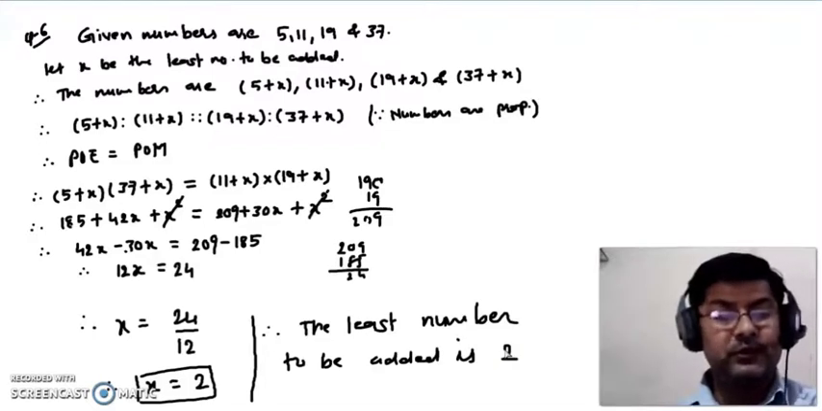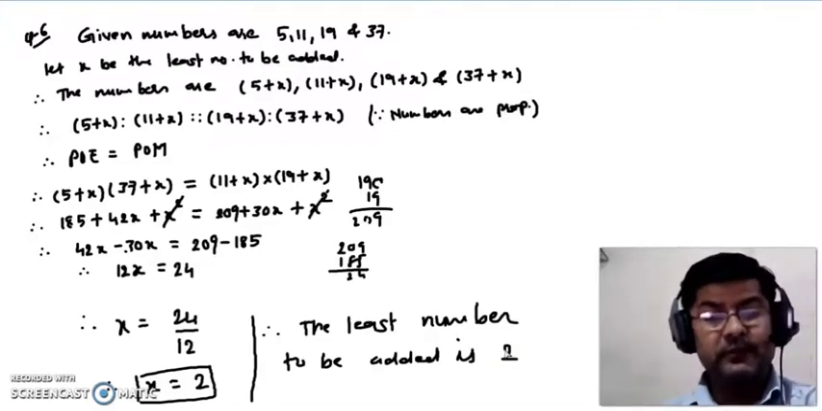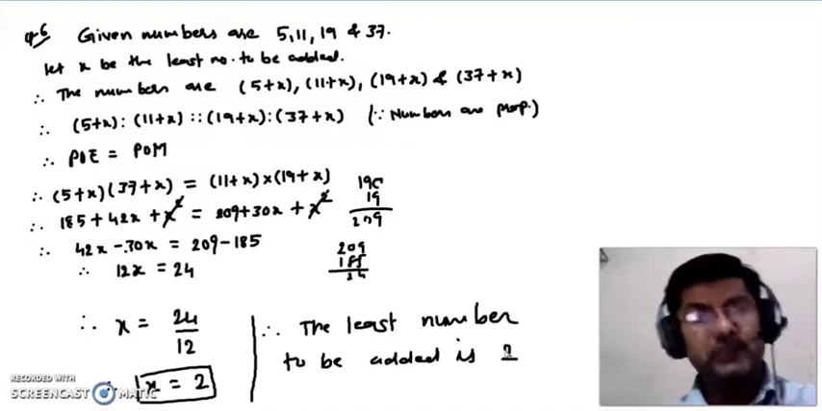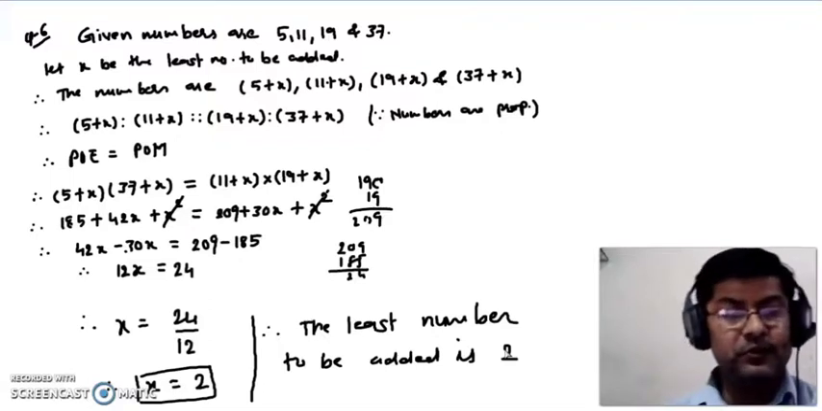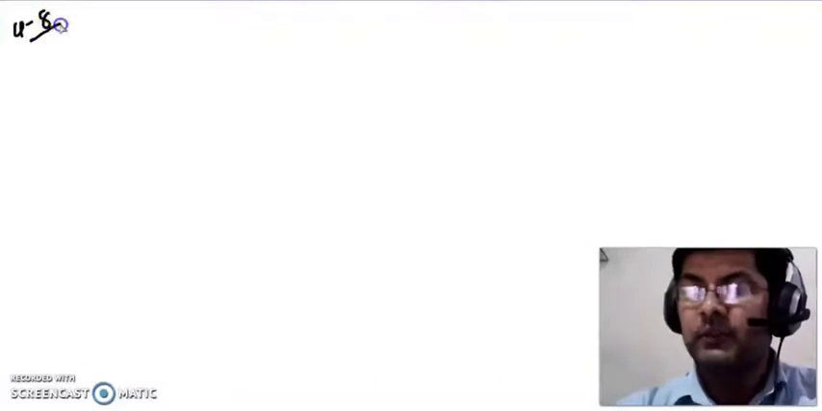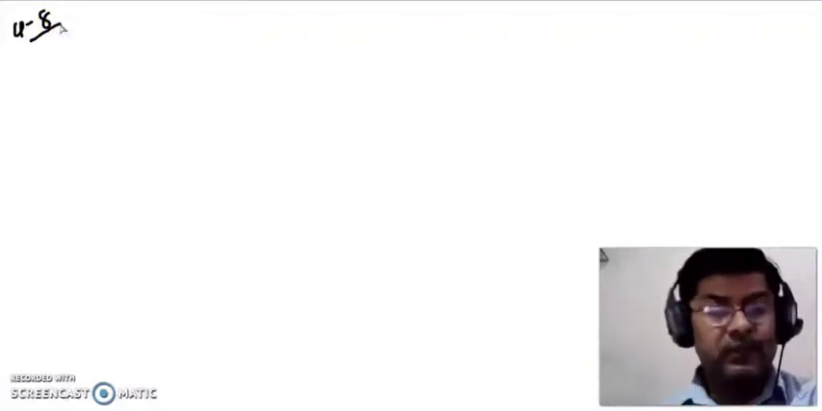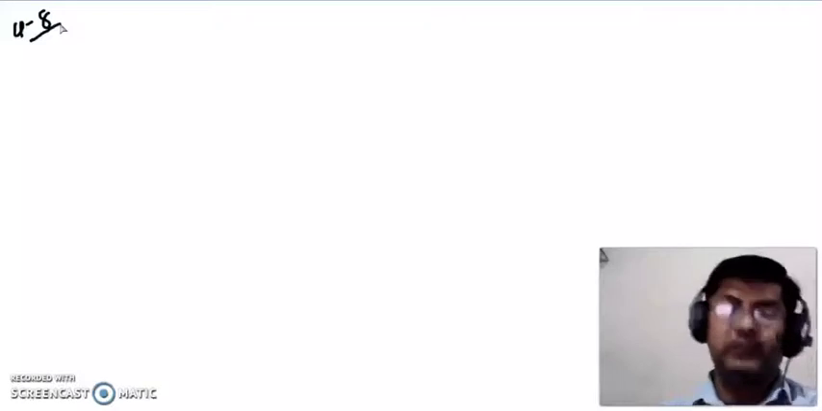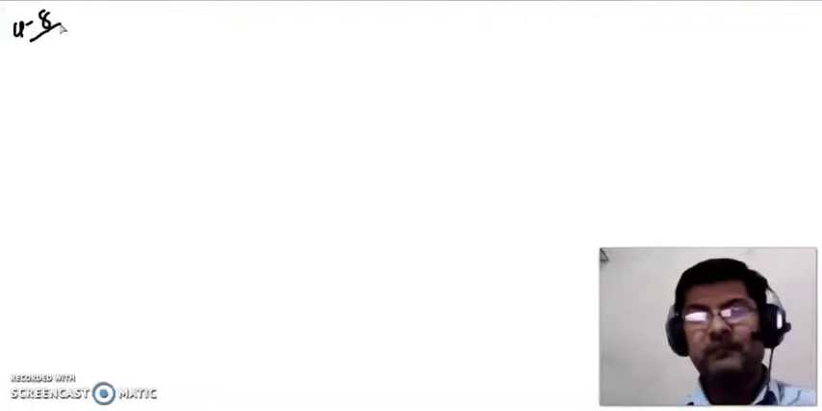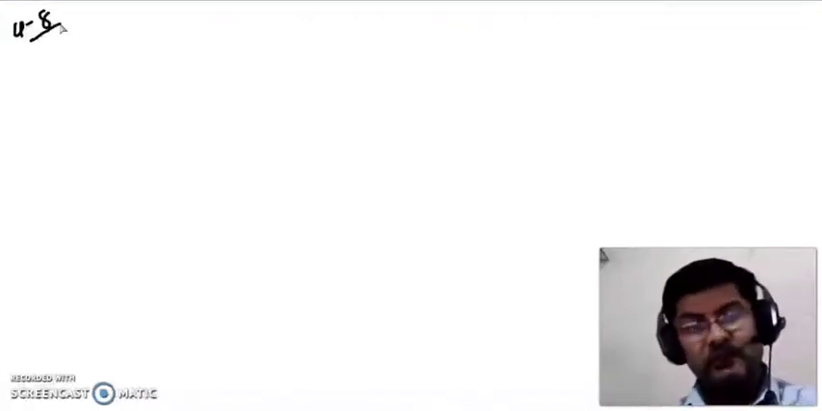Now question number 7 is similar to question number 6, so that you can try yourself. Again, the least number which is to be added to the given numbers such that the numbers are proportional. So I am leaving question number 7 for you. Now I will solve question number 8. Let us read the question. What least number must be subtracted from each of the given numbers? Now we have to find a least number which when subtracted from the given numbers, the numbers become proportional.